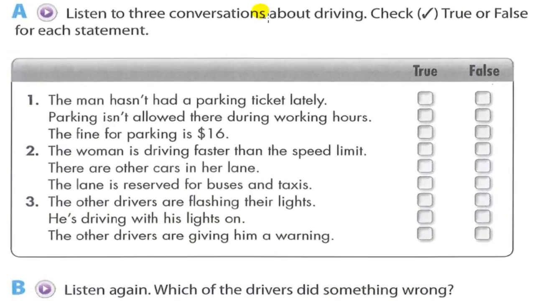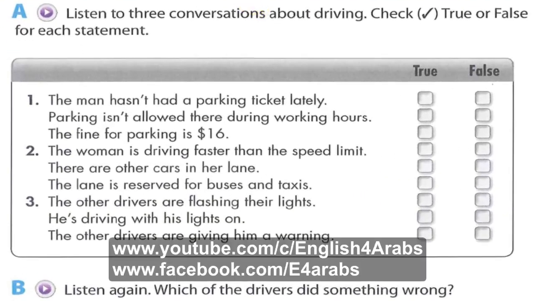Exercise 11, listening. Sign language. Listen to three conversations about driving. Check true or false for each statement. In this exercise, you are going to listen to a conversation. Then, you write true or false for every sentence. And then, you tell the class which of the drivers did something wrong. You answer A and B. You're going to listen two times.